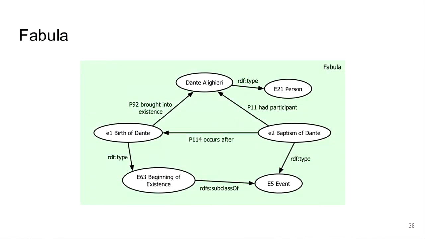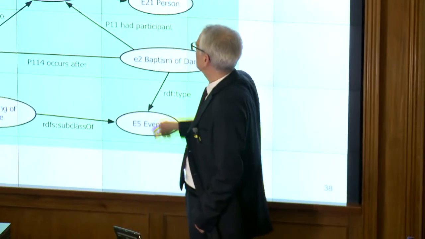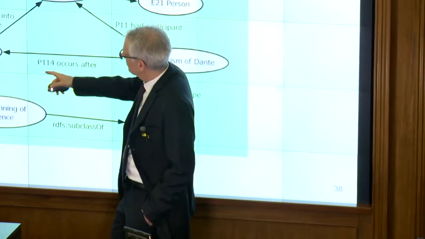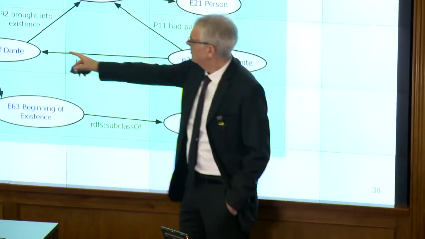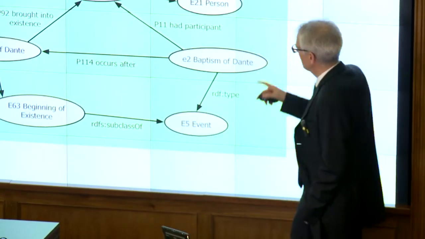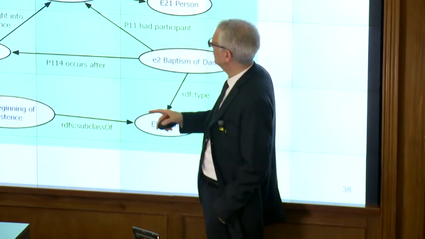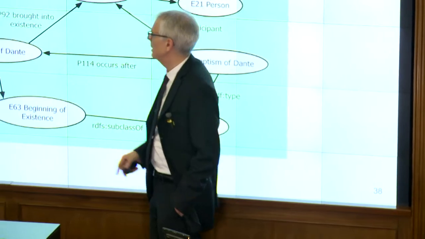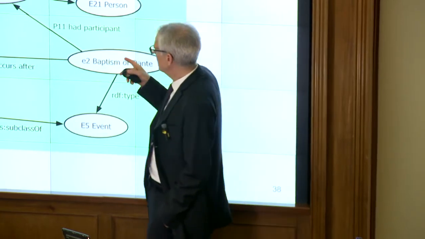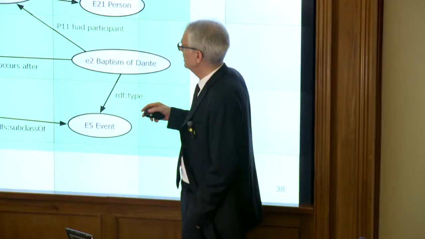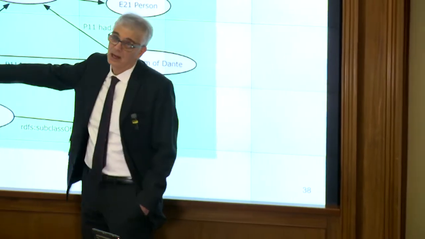This is a fragment of our representation of the fabula, so of the knowledge base of a fabula. It concerns Dante Alighieri, which is a person, and two events, the birth and the baptism of Dante. The first one brought Dante into existence. The second one had Dante as participant. These numbers and names are notation for the CIDOC CRM. And there is a temporal ordering relation between these two events, that the baptism occurred after the birth, which is not grammatically controversial.